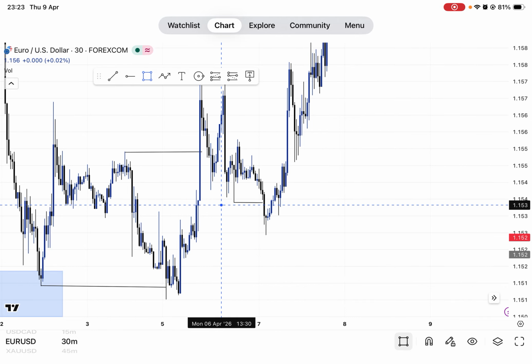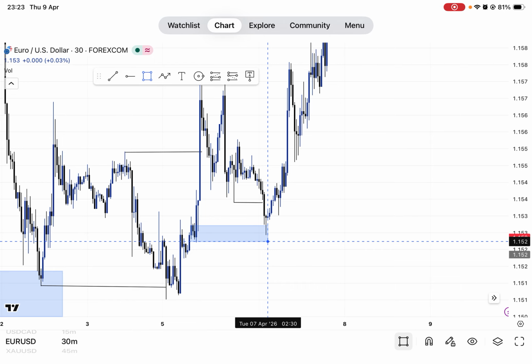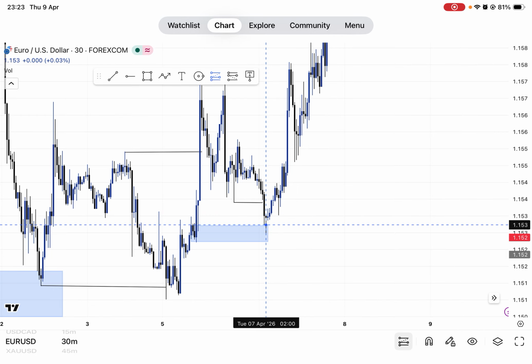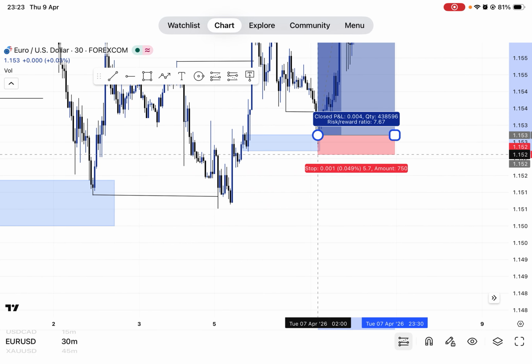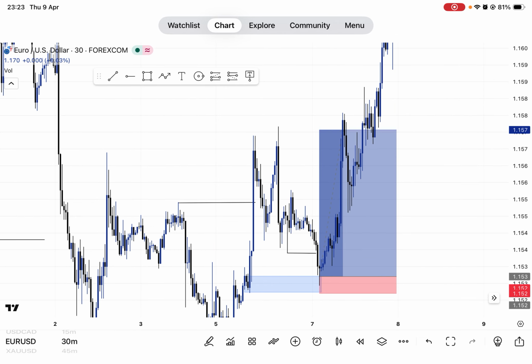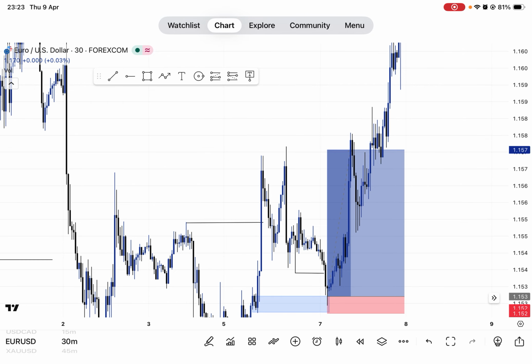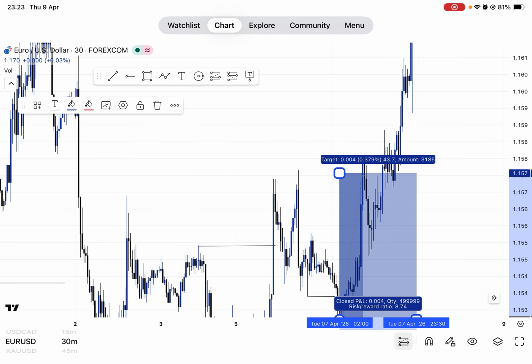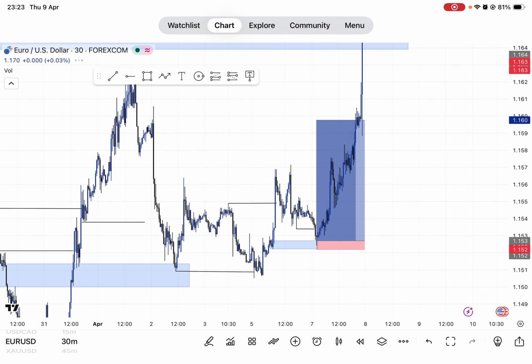Now our next zone is what? This breaker block right here. Now what did the price do again from there? Price used that zone to buy. But this is not really a clear entry for me, but it's still an entry. Well, if I had seen it, I wouldn't have taken it because it's not really clear to me. But this is also an entry.